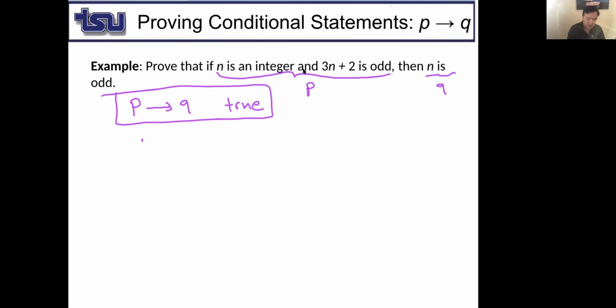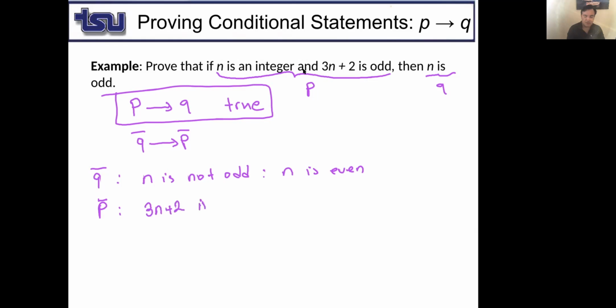So I'm going to prove, instead of this, Q naught implies P naught, okay? So what is Q naught? Q naught is n is not odd. A number cannot be both odd and even, so that means this is equivalent to n is even. And what is P naught? P is 3n plus 2 is odd. That means P naught will be 3n plus 2 is even.